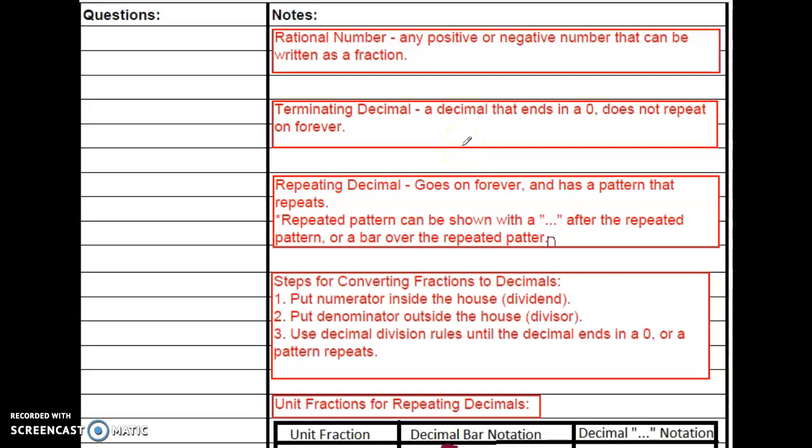So we're going to learn some quick tricks and some unit fractions that will help us understand if it's going to be a repeating or a terminating decimal if I decide to convert it. And this is going to be really important when we start dealing with problems that have fractions and decimals in them. If it turns out to be a repeating decimal, I don't want to convert that to a decimal because it's going to keep going on forever.